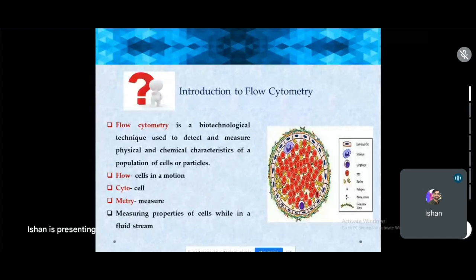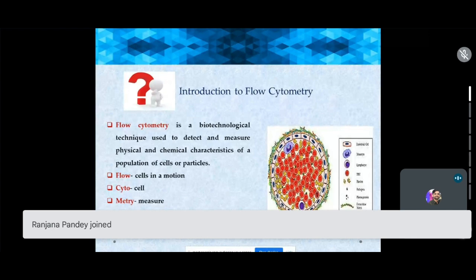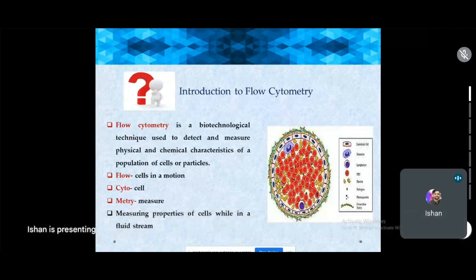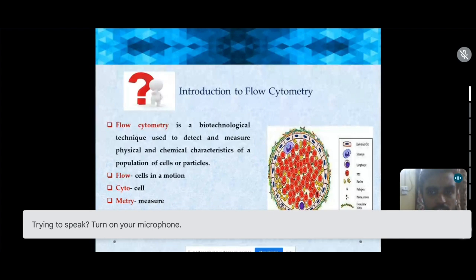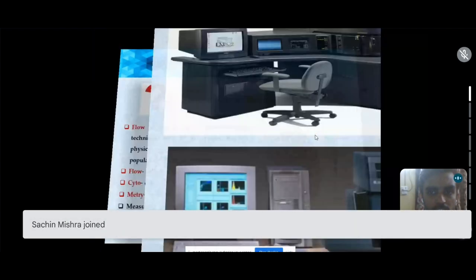Now, flow cytometry means measuring the properties of cells while in a fluid stream. It is a dynamic method of measuring the cell population or seeing the physical and chemical properties or characteristics of cells which are in motion in a fluidic medium, in a continuous flow through a channel.